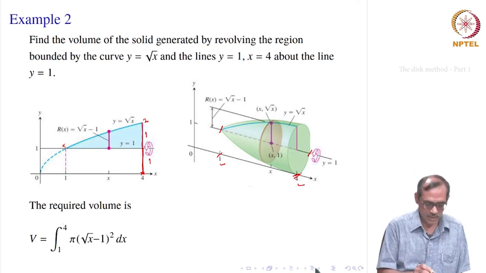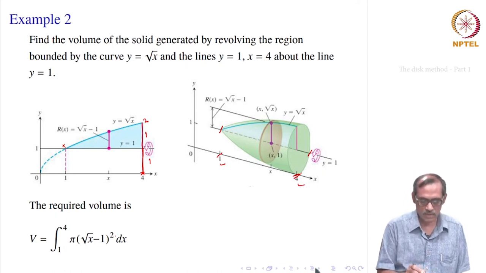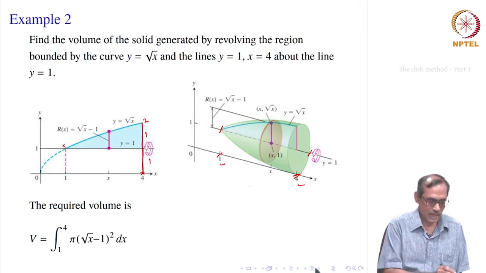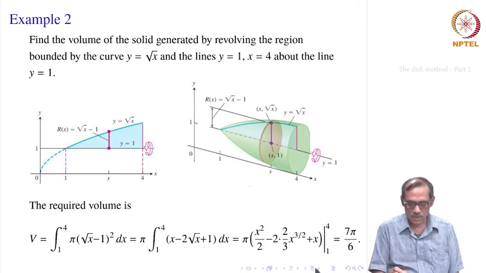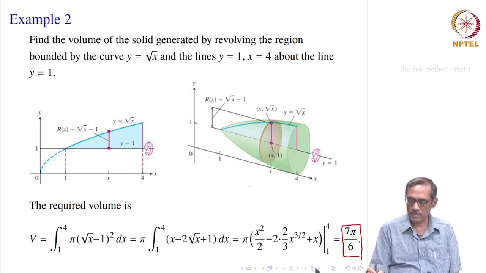Therefore, volume equal to integral 1 to 4 pi times (root x minus 1) square dx. And now it is a matter of integration. So this we expand: pi goes out, (root x minus 1) whole square equals x minus 2 times root x plus 1, and its integral is: x gives x square by 2, root x gives 2 by 3 x to the power 3 by 2, and 1 gives x. So this is the correct expression. It has to be evaluated at 1 and 4 and then subtracted. After simplification, you would obtain the volume to be 7 pi by 6.